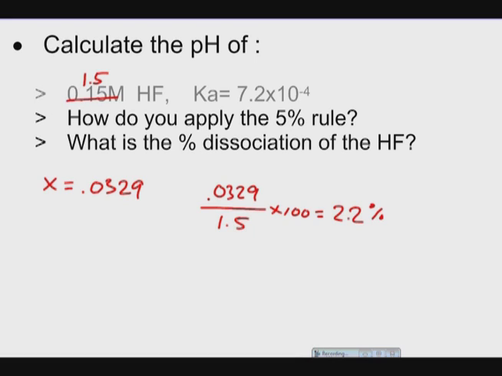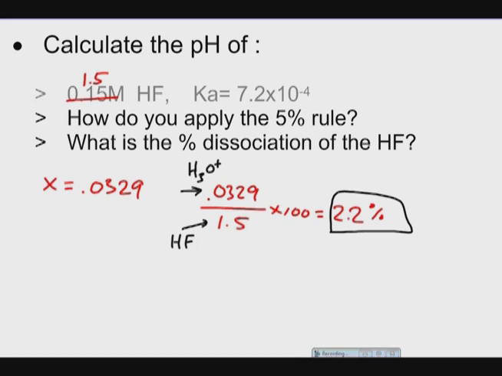Now, second, you might be asked this sort of question: what's the percent dissociation of hydrofluoric acid? Well, in this case, pretty much what you do is exactly the same things we've already done. It's really asking, what percent of the original 1.5 dissociated? Well, we've actually already calculated it. The 5% rule calculation is pretty much exactly the same as the percent dissociation. This is the amount that turned into hydronium. This is the amount of HF that we had in the beginning. So the top number is the amount that dissociated, the bottom number is how much we had. So the answer to the percent dissociation is exactly the same, 2.2%.